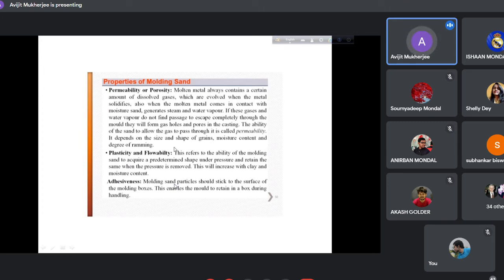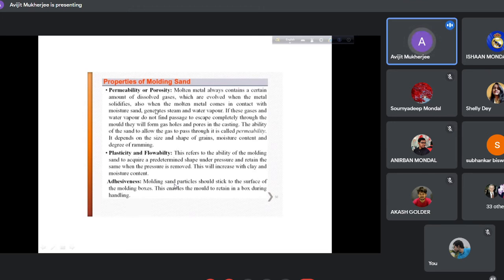And also depends on the moisture content and also on the ramming. So if you ram with very high pressure, then the structure will be very compact. On the other hand, if you apply very less pressure, then the structure will be very open. So what will be the right amount of application of pressure, that you will have to understand, you would have to learn. So it depends on experience, skill, all these. But in case of machine ramming, automation, automated factories, automated foundries, you may adjust the desired pressure.